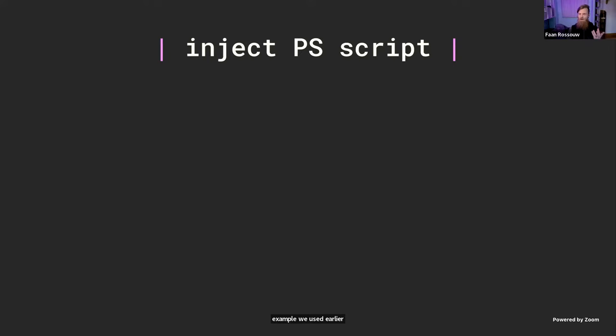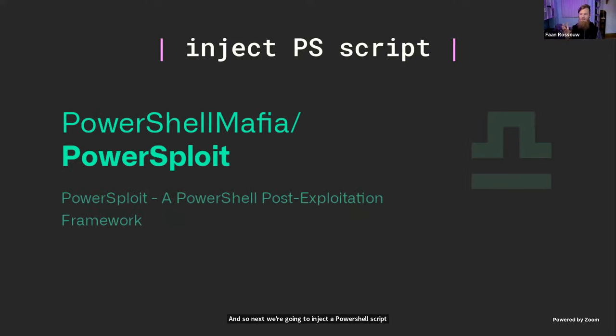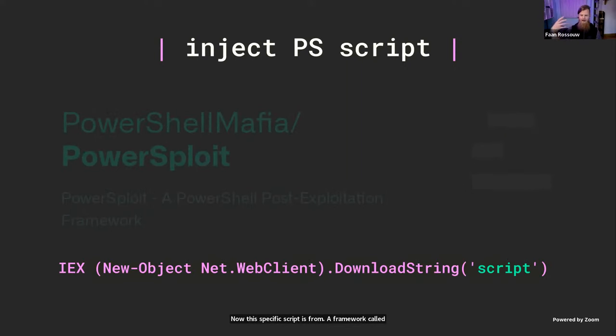And so next, we're going to inject a PowerShell script into the memory of the victim system. Now, this specific script is from a framework called PowerSploit. And we can, for example, run an IEX command. And there where it says script in green, we would actually specify an FQDN or an IP and the name of a PowerShell script. And this command is just going to download that script, and it's going to inject it directly into memory.